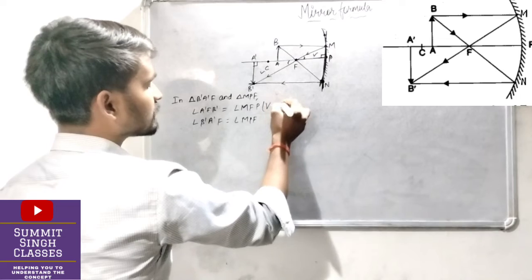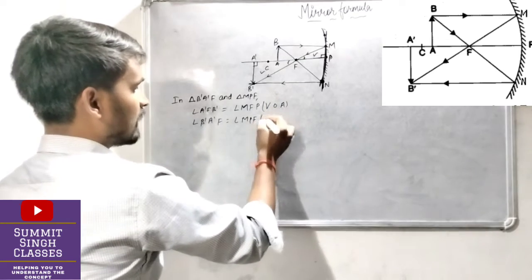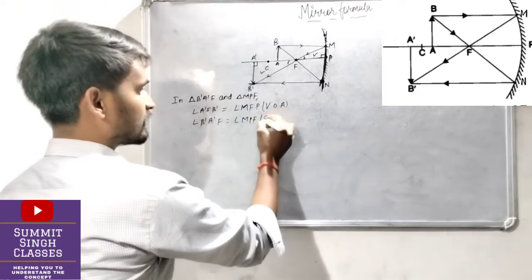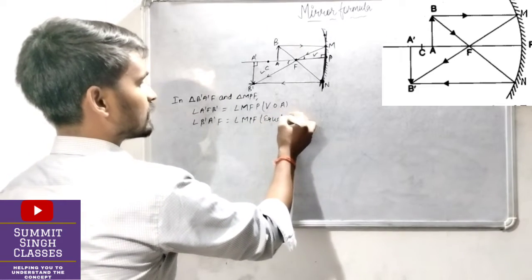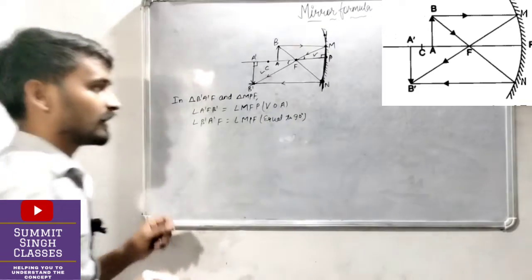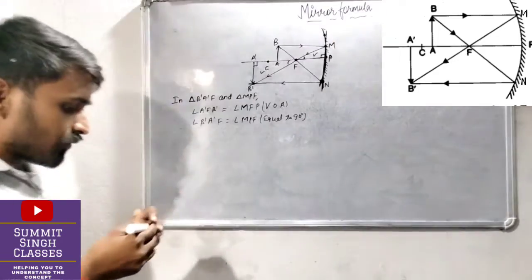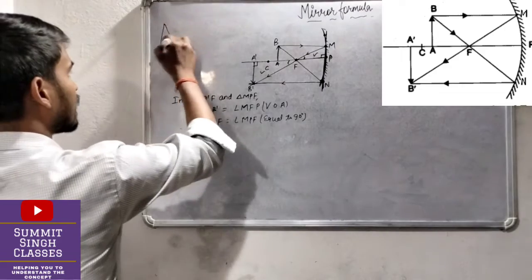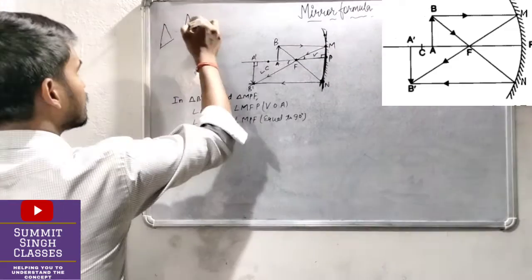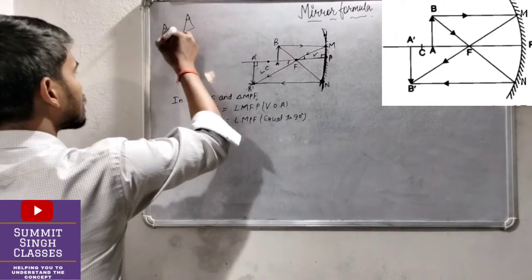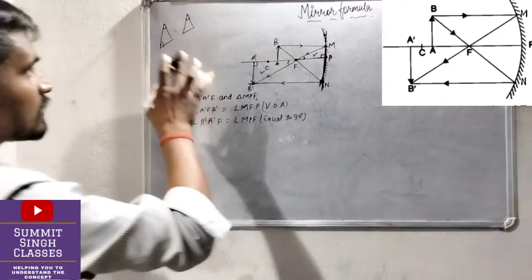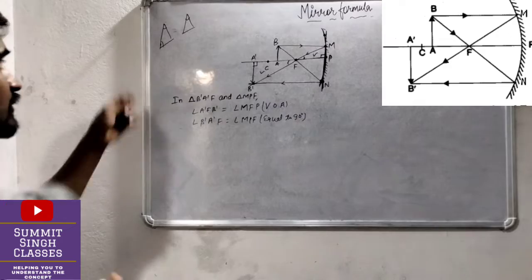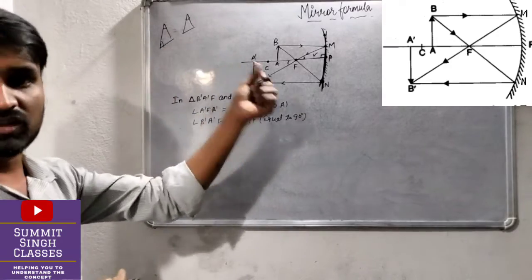This is because these are vertically opposite angles, and because both angles are equal to 90 degrees. So we can write here equal to 90 degrees. Now, as I have explained earlier, whenever we have two triangles, if two corresponding angles of these triangles are equal to each other, then these triangles are similar to each other.